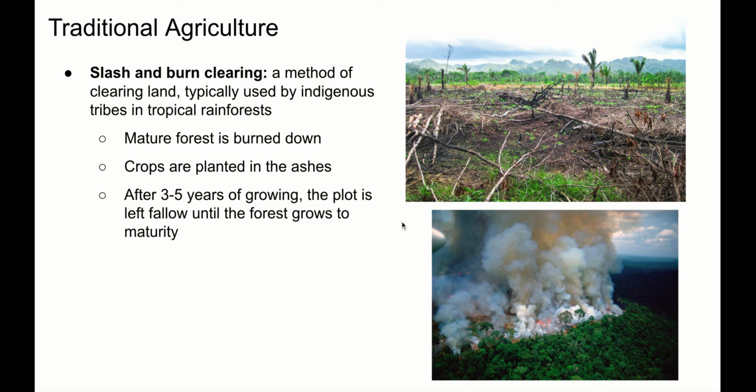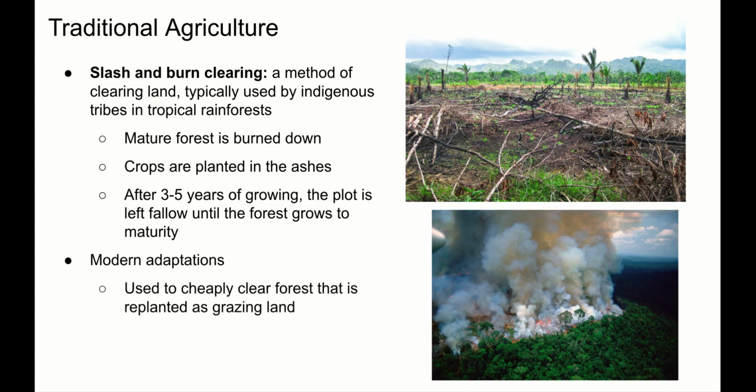In modern times, this method has been kind of co-opted. I say modern adaptations here. This is like modern perversions of slash and burn agriculture. Slash and burn clearing is now used to cheaply clear forest that's replanted as grazing land. So the cheapest, easiest way to clear a mature tropical rainforest with towering trees is to burn it down. And it's tough to burn it down. It's pretty wet.